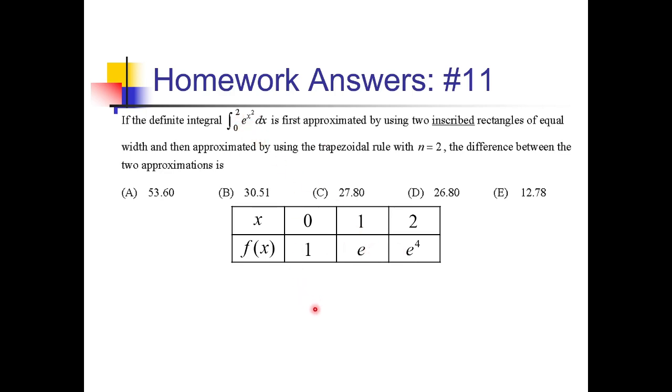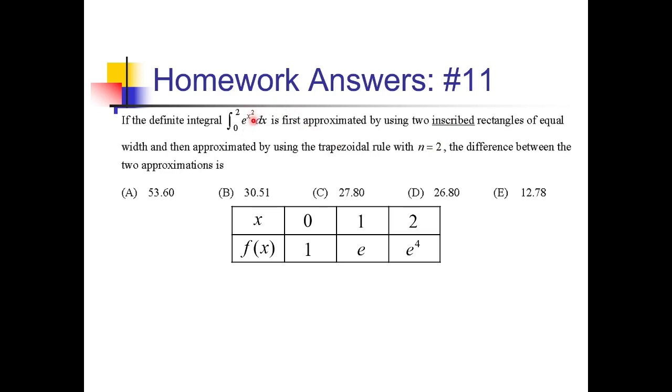Now, the way that this problem is worded, they said we have two inscribed rectangles. So what does that mean? Are they asking for LRAM, RRAM, MRAM? What is that actually getting at? So if we have inscribed rectangles, we're going to need to know whether this function is increasing or decreasing. That's going to tell us whether the rectangles are under or over the function.